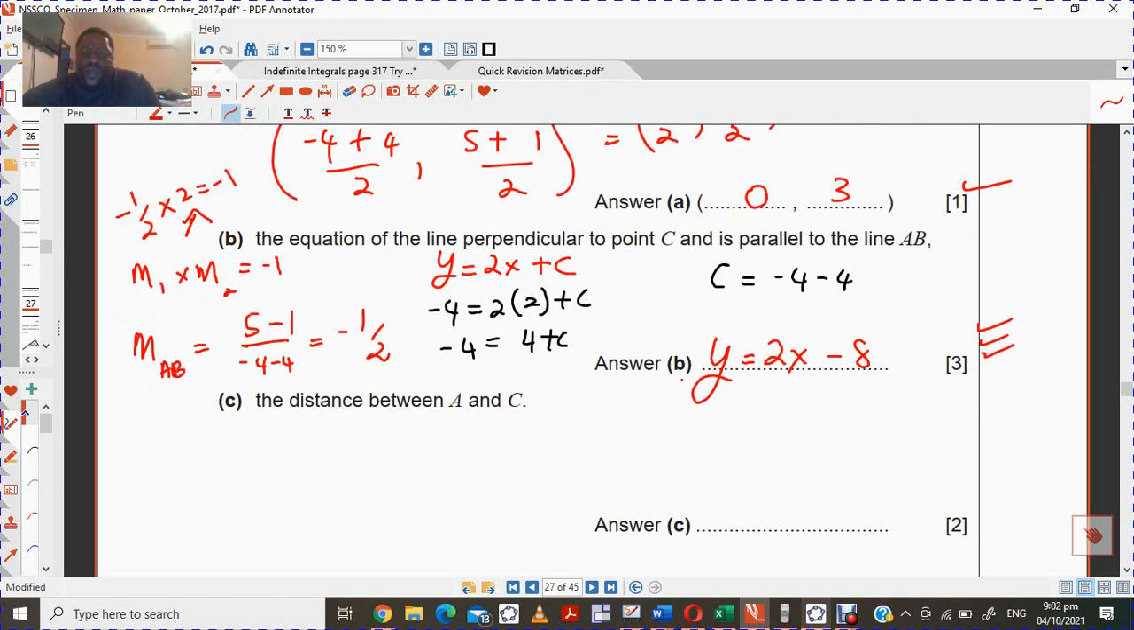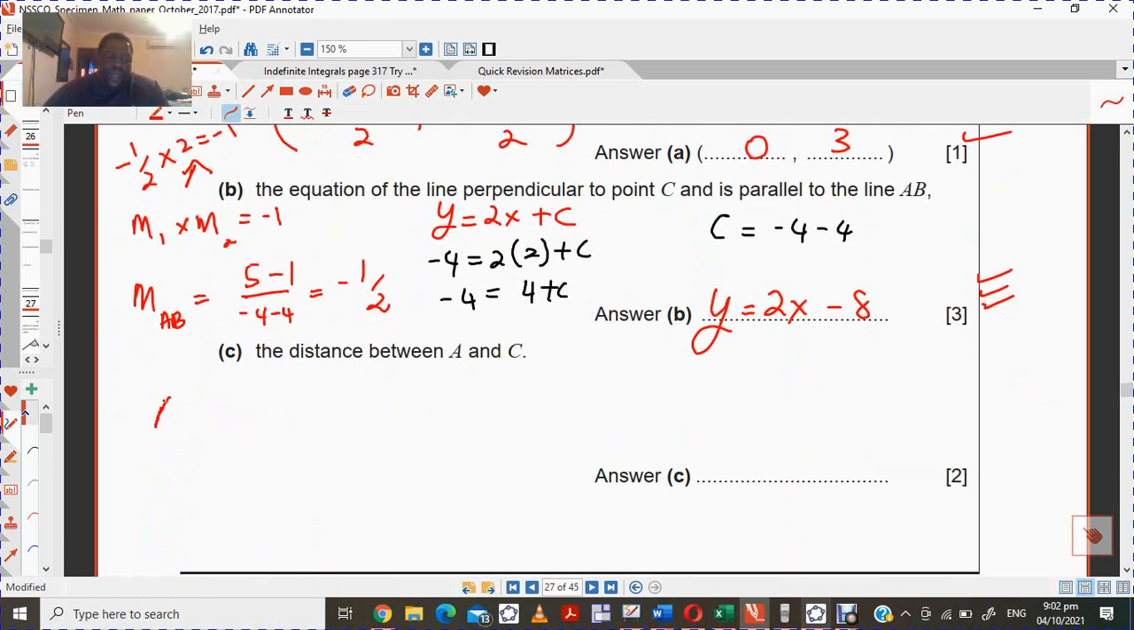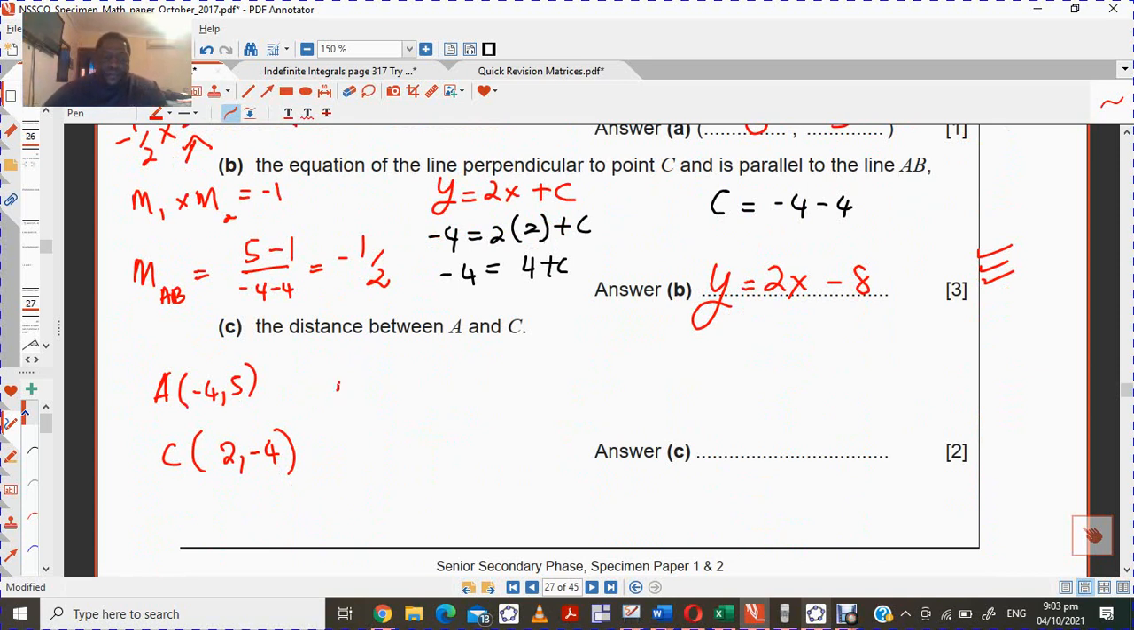Now they want us to find the distance between A and C. A is the point (-4, 5). C is the point (2, -4), if I can remember well. So the distance between A and C, we will simply use Pythagoras' theorem. So you take the difference in the two x values, so we can have -4 minus 2, and 5 minus, okay, that one looks like a terrible thing. So let's go back. 5 minus 4.